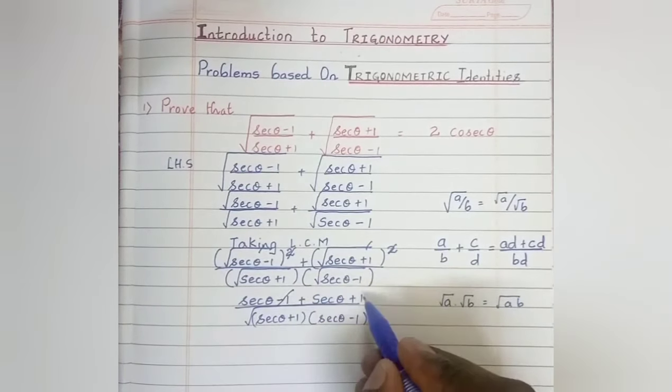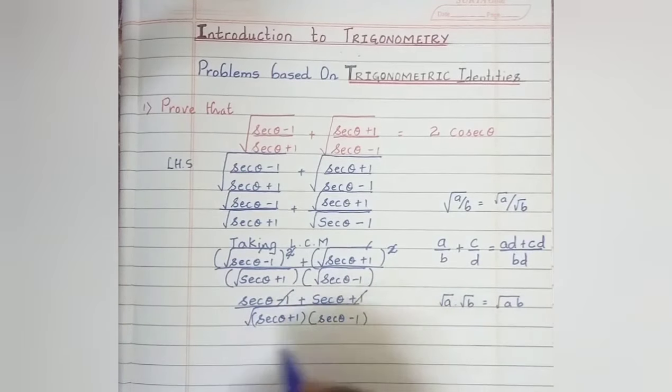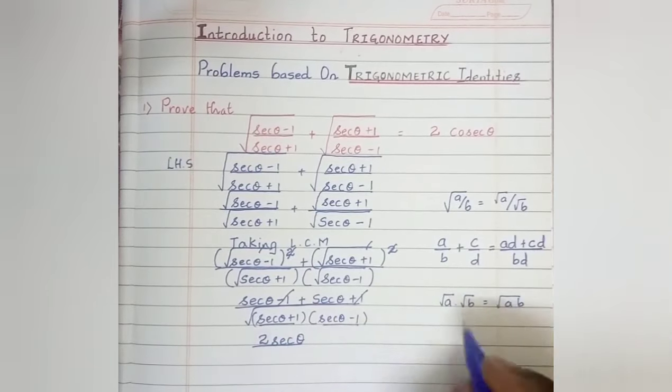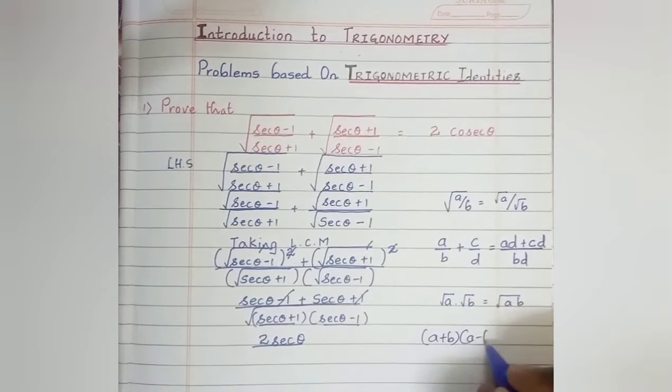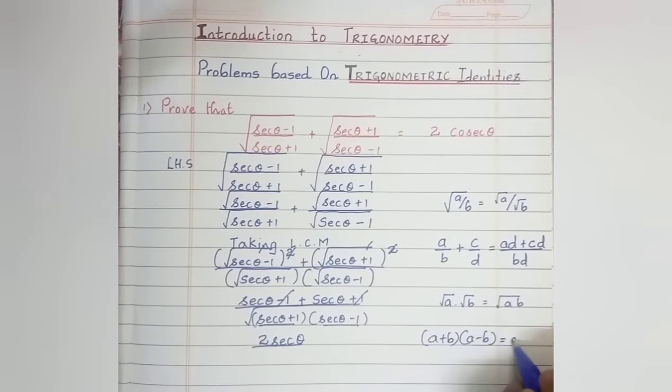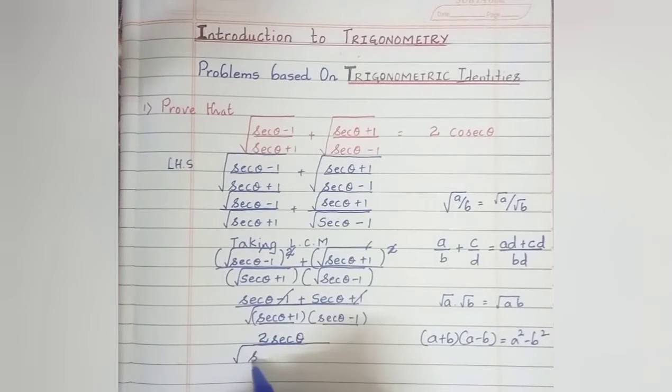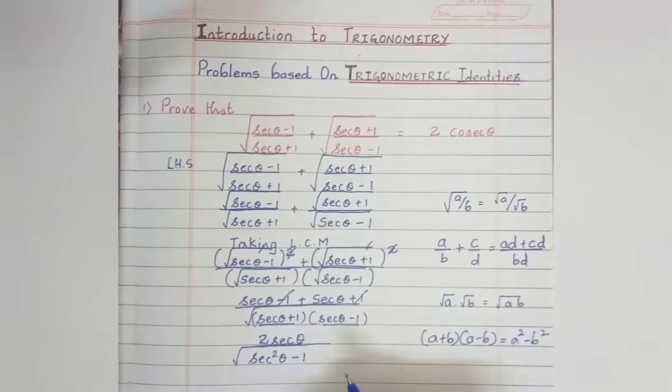Now plus 1 minus 1 will cancel out. Secant theta plus secant theta is 2 secant theta, whole divided by root of a plus b, a minus b, which can be written as a square minus b square. Here a is secant theta, b is 1. So I can write it as root of secant square theta minus 1 square, that is 1.